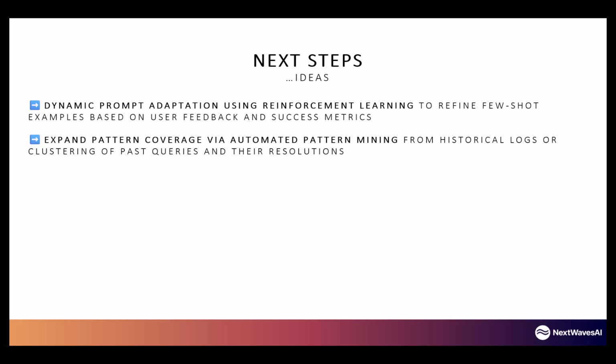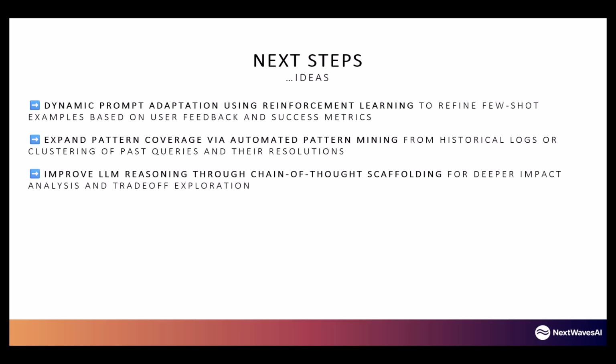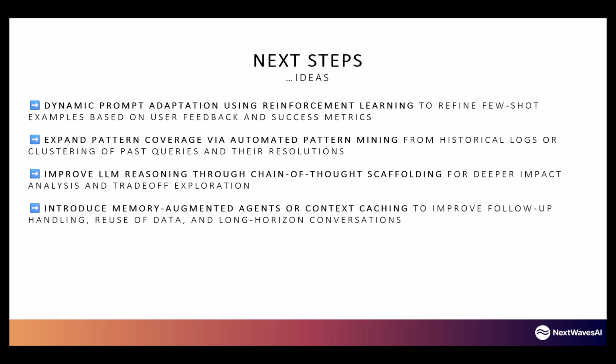The second one is pattern coverage. I'm sure we can figure out questions where the pattern is going to struggle to categorize. So that's something we can think about as well. Support deeper analysis, where we could enhance LLM reasoning with chain-of-thought scaffolding. I think that's something people practice in AI, and this one could help us as well. Longer conversations and follow-up handling will certainly benefit from memory-augmented agents or smarter context caching.